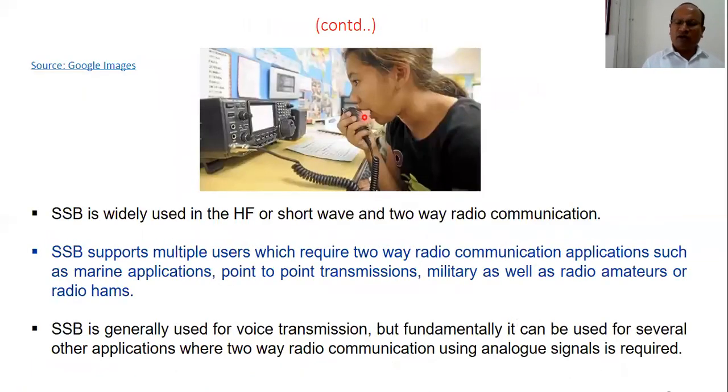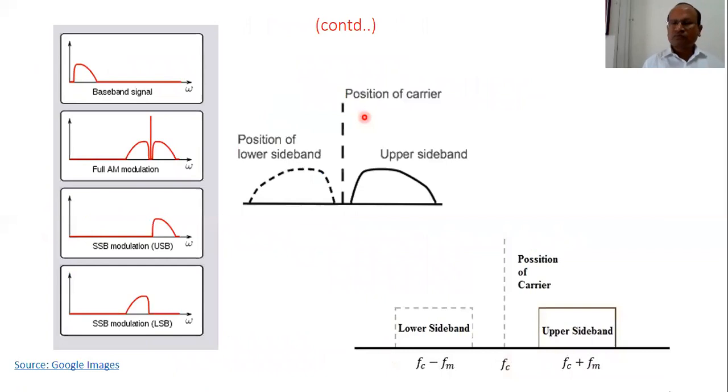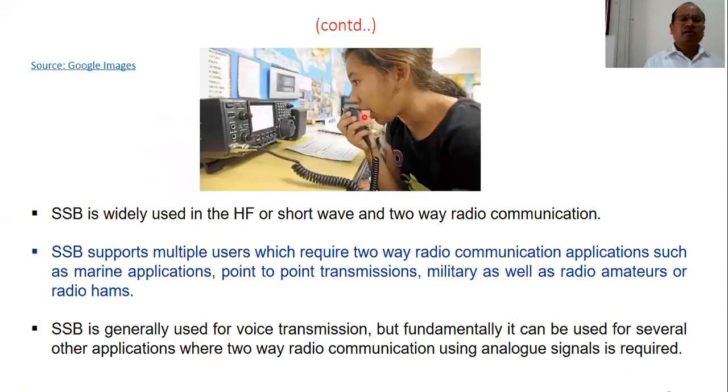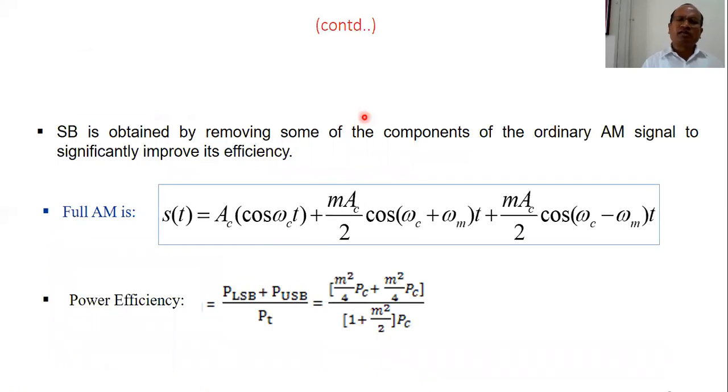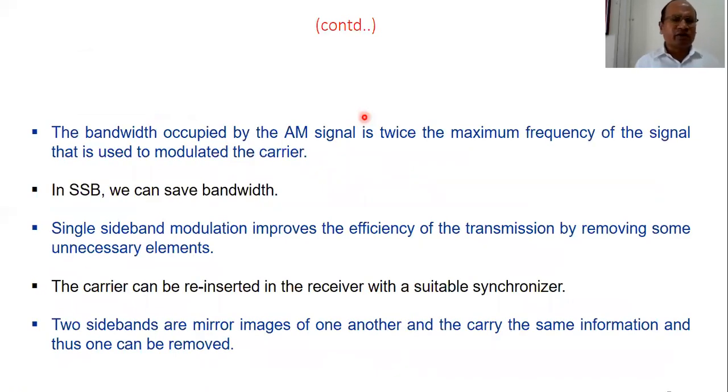Then we also discussed the advantages and disadvantages. Half the bandwidth is needed, because we are sending one sideband, so the extra bandwidth of the other sideband is saved. So bandwidth saving is there, and it is used in high frequency point-to-point radio communication. The efficiency of power is also enhanced because the power needed is less.